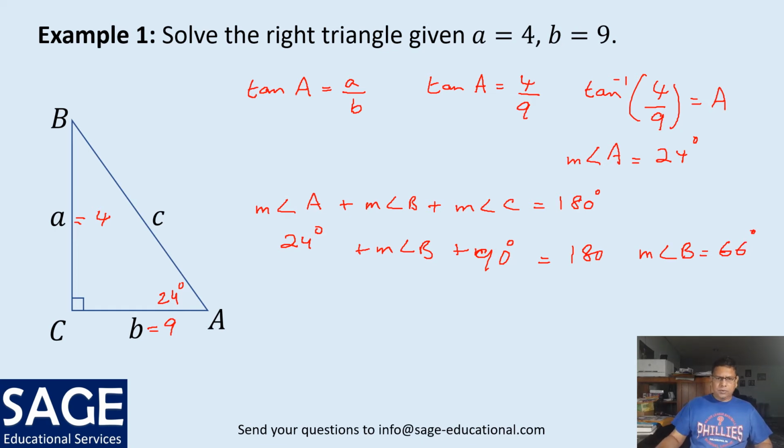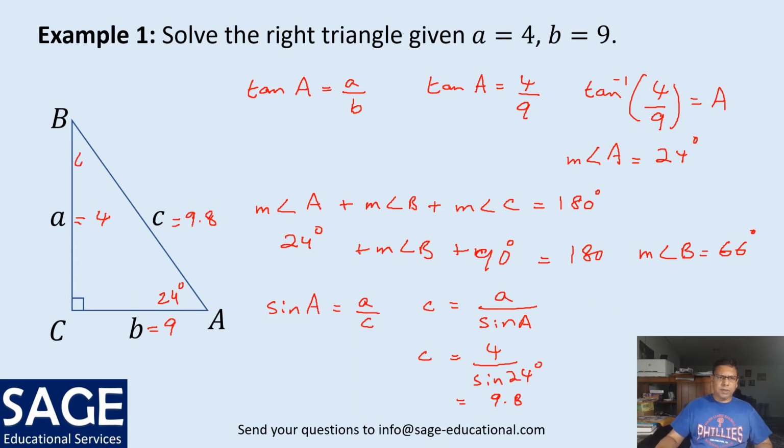Now we can use another trig ratio. Sine of angle A is equal to A over C. What that means is that C is equal to A over sine of A. So C would be equal to 4 divided by sine of 24 degrees, and using a calculator, that comes out to be 9.8. So now we have C equal to 9.8, and we know that the measure of angle B is 66 degrees. Now we have found all unknown angles and sides, so we have solved this triangle.